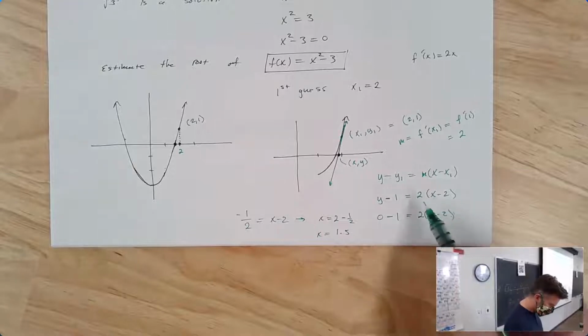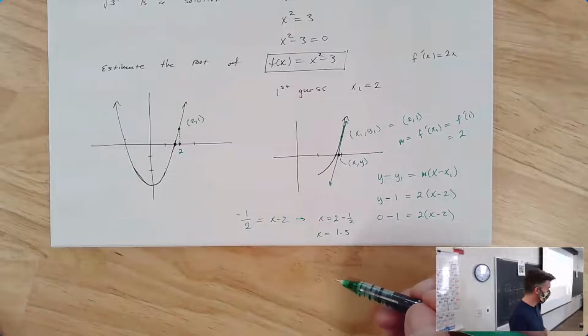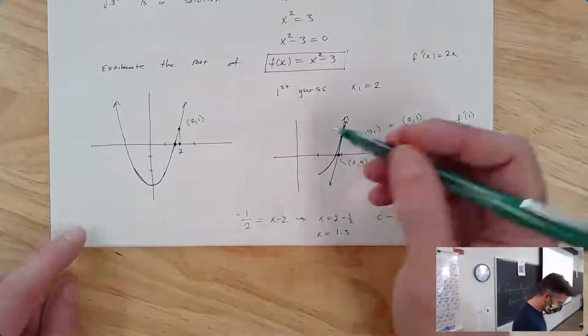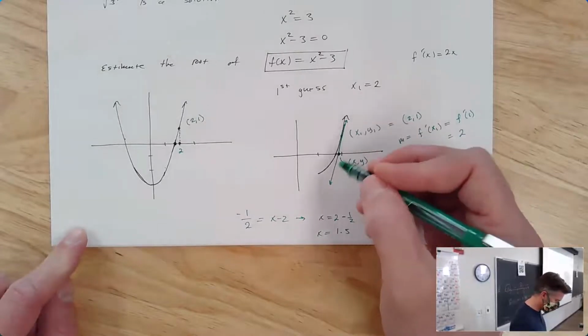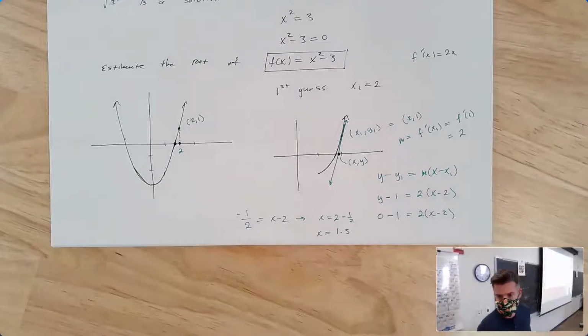And I don't think I made an error here, but my picture definitely looks like I made an error. Or maybe I just drew my picture not very well. Like maybe this isn't really quite so steep here. Maybe it goes back further, but I feel like that's not right. So let me double check here.